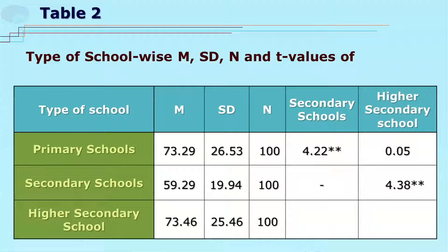From the SPSS output, you can make the t table as shown. From the table, you can see that there are t values. So, you have to do the interpretation of each t value separately. Therefore, there will be three paragraphs of this particular table. From the table, you can see that the t value for primary school and secondary school is 4.22, which is significant at 0.01 level.